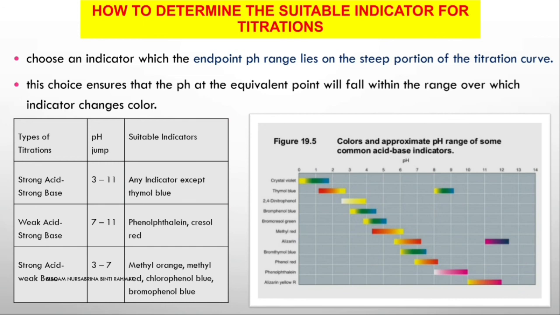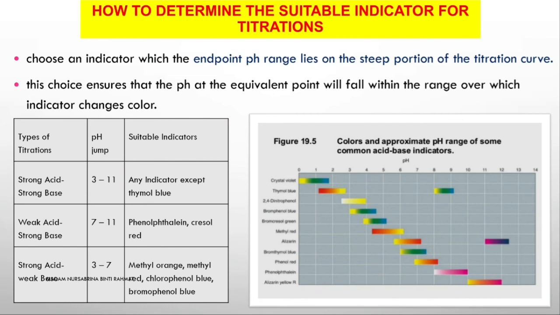Okay, so how do you determine the suitable indicator for your titration? You need to choose the indicator which has a pH range for the color change that fits the pH jump of your titration. That's why you need to memorize the value of the pH jump, because it will guide you on which indicator should be used. We want the indicator to change color after the equivalence point has been reached, because once the equivalence point has been reached, it indicates that the titration experiment has gone to completion.